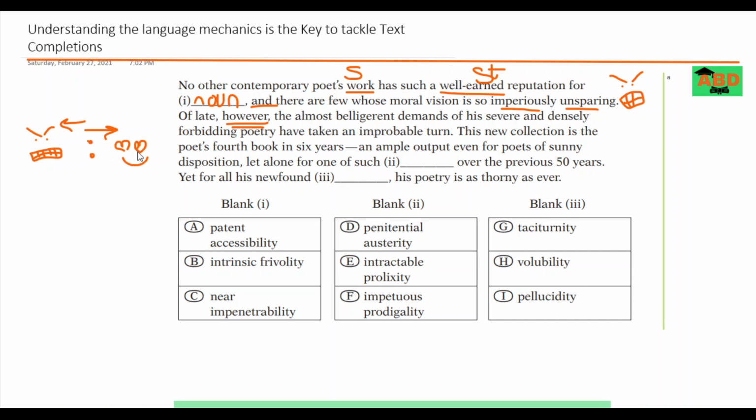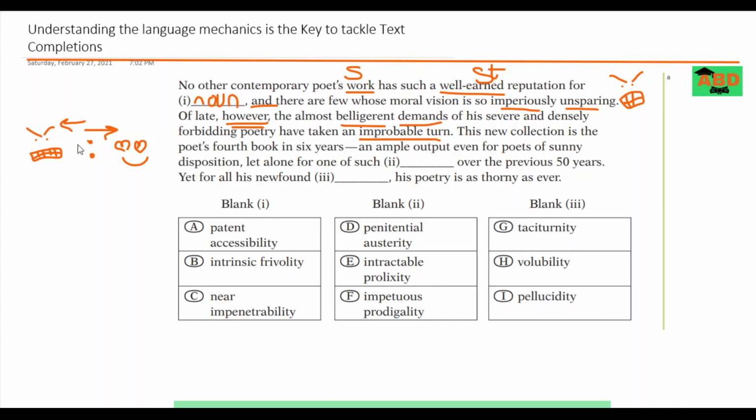But this is just my prediction. Let's see what happens. "Of late, however, the almost belligerent demands." So belligerent demands basically means that you're really into fighting and you're quarrelsome and you're argumentative, that kind of thing. "Belligerent demands of his severe and destiny-forbidding poetry have taken an improbable turn."